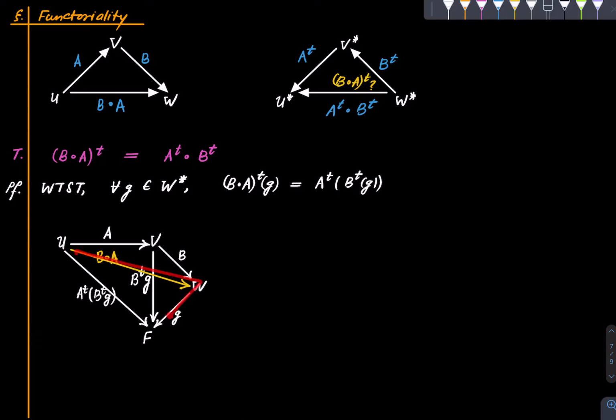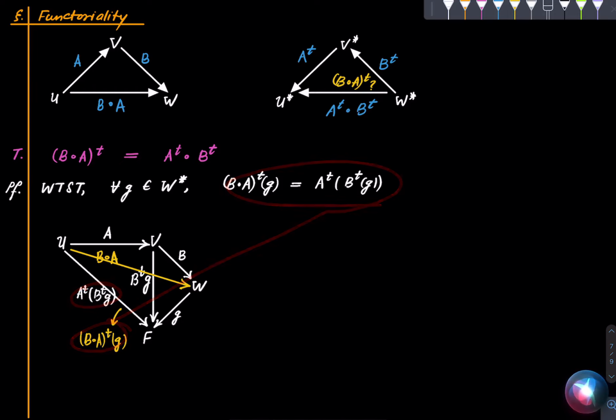And now just look at this triangle. So here we have this guy G, which is a linear map from V to F, and you compose it by some linear map whose name is B composed with A. What you are going to get is this guy is same as B composed with A transpose G. And therefore, this is equal to that, and that is precisely what we wanted to show.